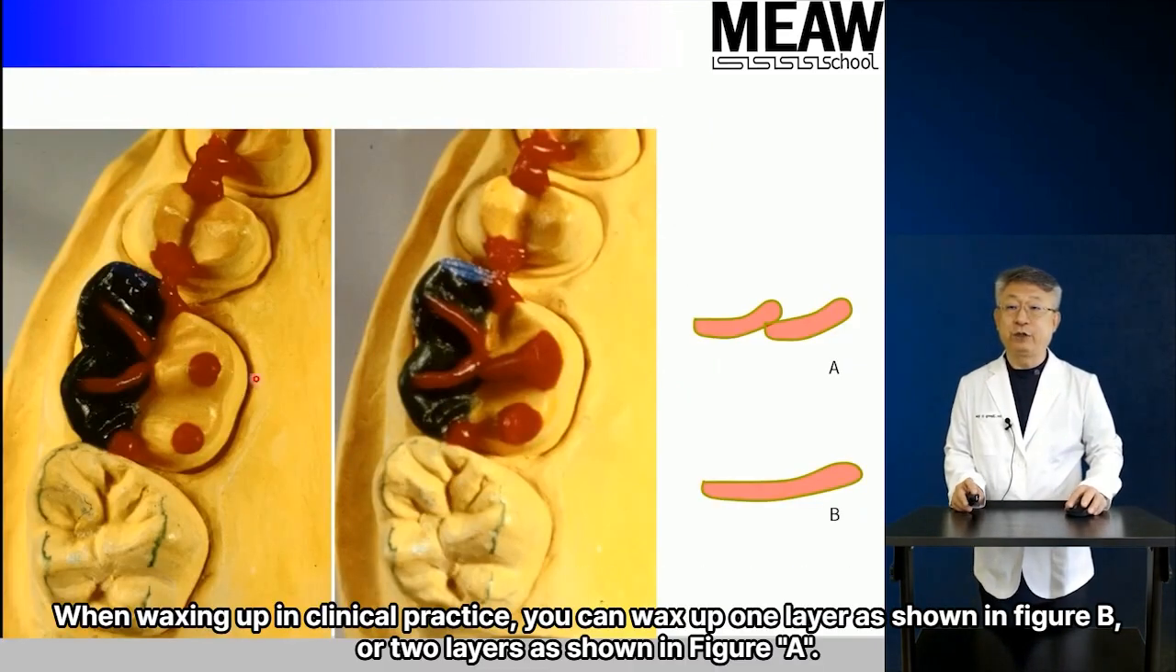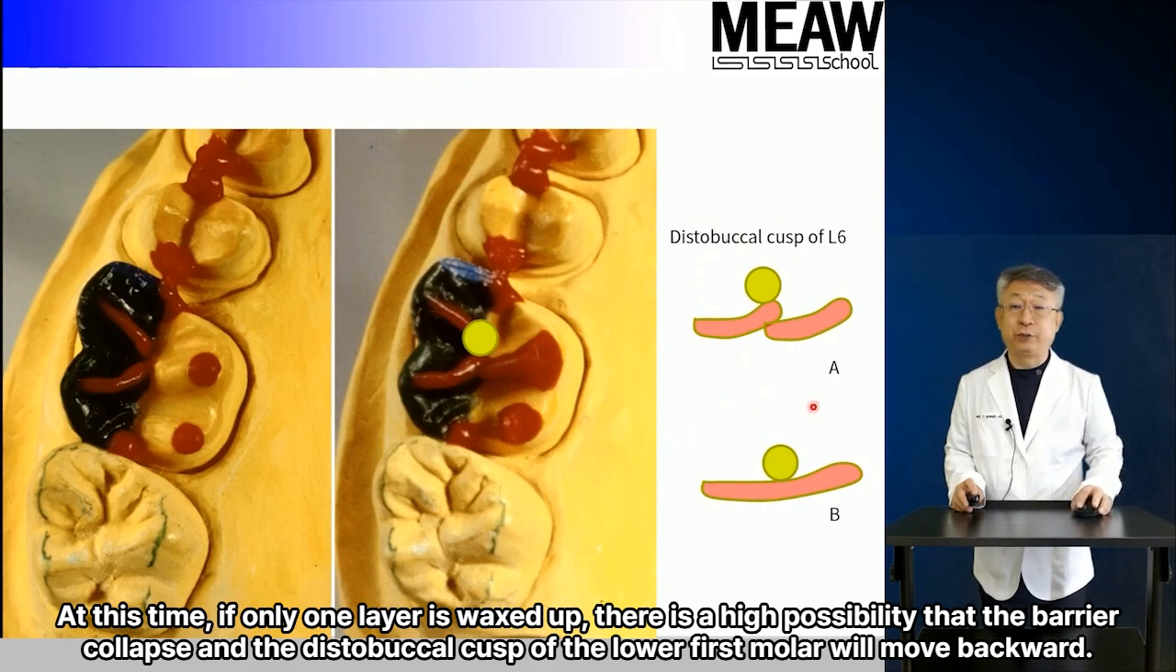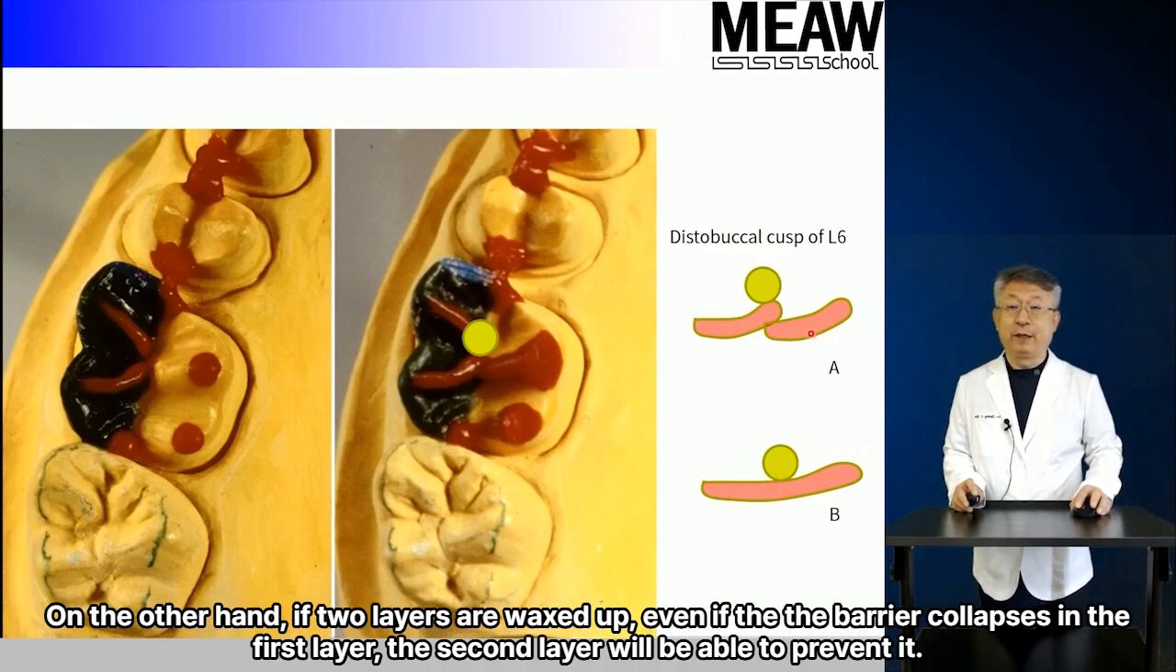When waxing up in clinical practice, you can wax up one layer as shown in Figure B, or two layers as shown in Figure A. At this time, if only one layer is waxed up, there is a high possibility that the barrier will collapse and the distobuccal cusp of the lower first molar will move backward. On the other hand, if two layers are waxed up, even if the barrier collapses in the first layer, the second layer will be able to prevent it.